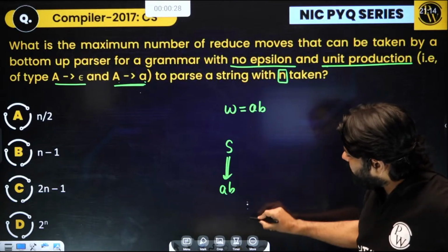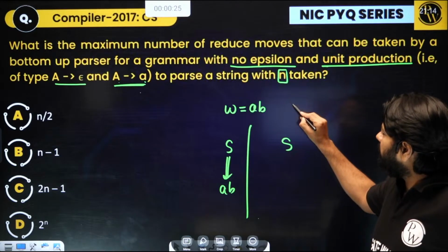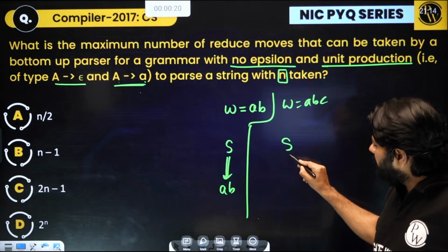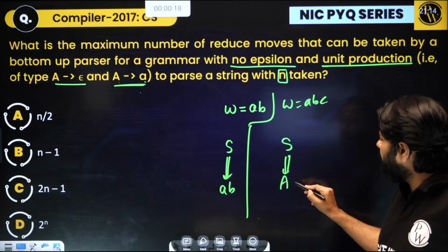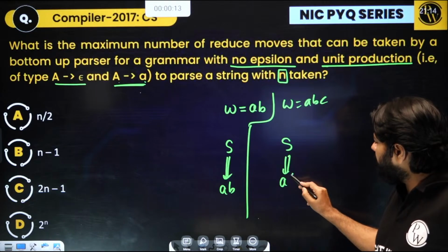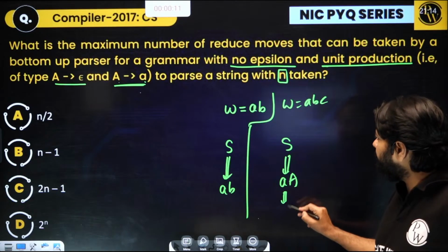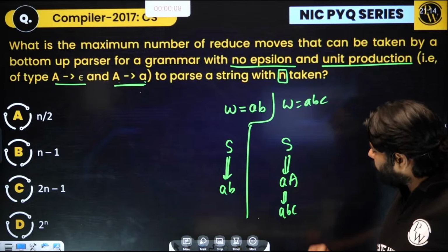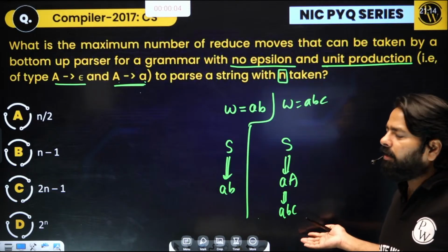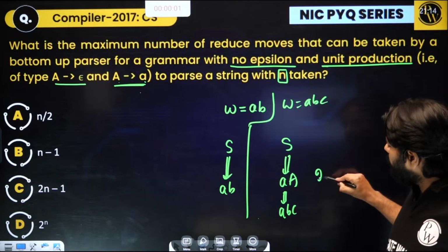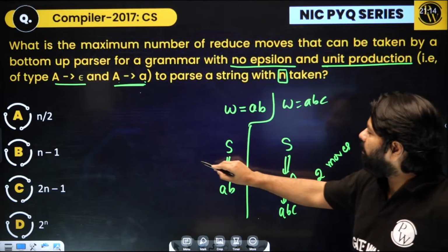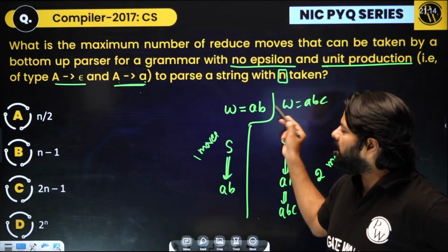Another one possibly, if you want 3 length, let's say ABC, how is that possible? You may substitute something like this: small a and capital A, and capital A can be substituted with BC. In total how many steps will it take? 2 steps. In reverse also it will take 2 reduced moves. So you can use RMD or the reverse of RMD. Here you take 2 reduced moves, here 1 move.